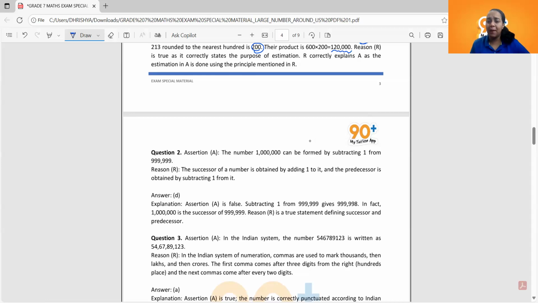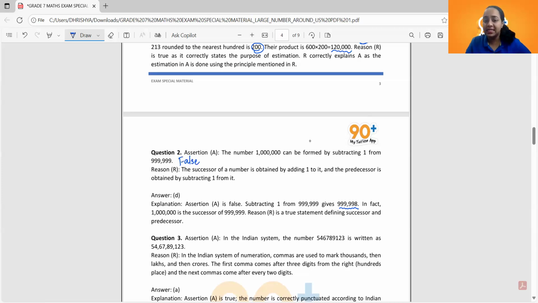The assertion says 1 million can be formed by subtracting 1 from this 9,99,999. What will actually happen when you subtract 1 from 9,99,999? It will be 9,99,998, right? We are subtracting, so the number will be less. So this is false.